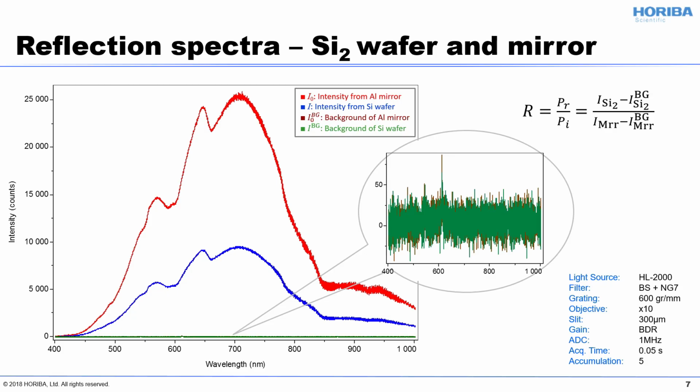Okay, so here gives an example of our raw data. We measure the reflection from the aluminum mirror at a visible range. The red one gives us the mirror spectrum, and the blue one is the signal from the silicon sample surface. And here are the background. We subtract the background from the sample spectrum to get the corrected spectrum, and do the ratio to get our reflectance.